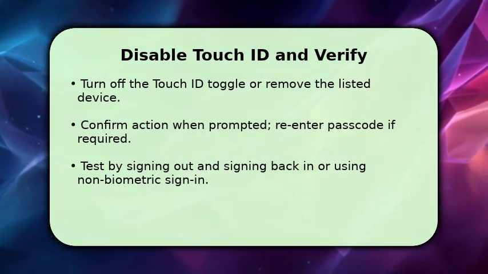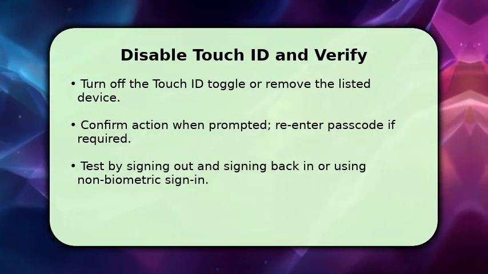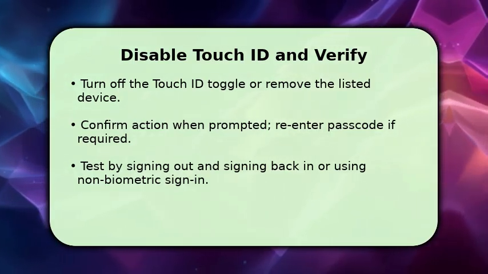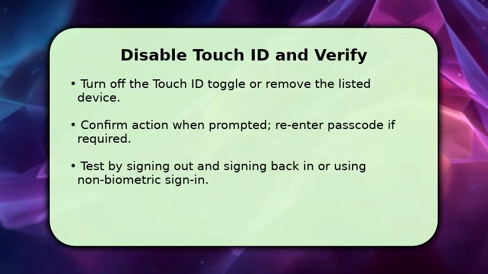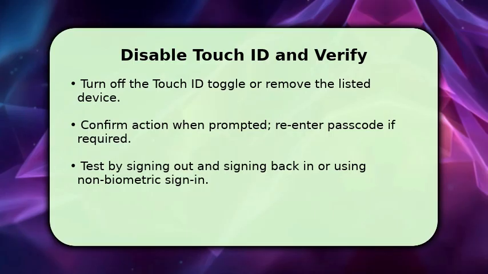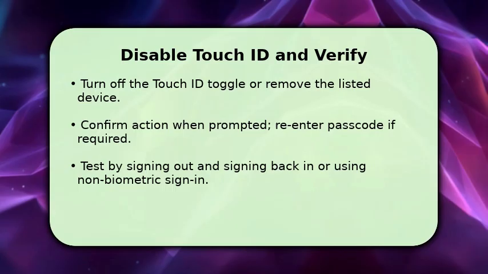Once disabled, force a quick test. Sign out of the Google app or lock the phone and sign back in using a password to ensure Touch ID no longer appears. If Touch ID remains available, revoke device access under your Devices in Account settings. That usually severs residual links and resolves the issue.